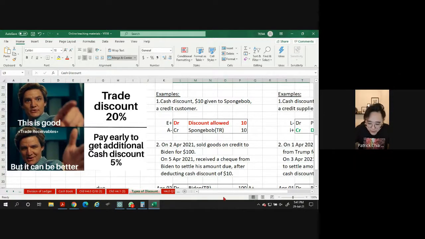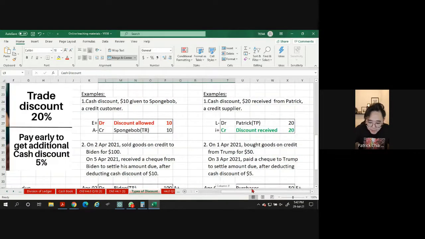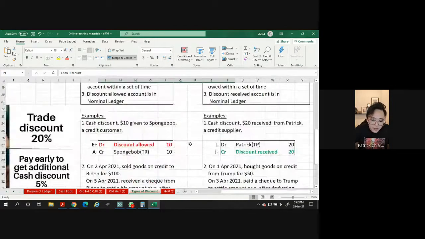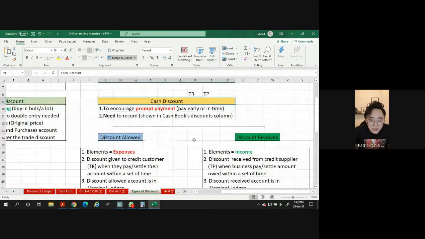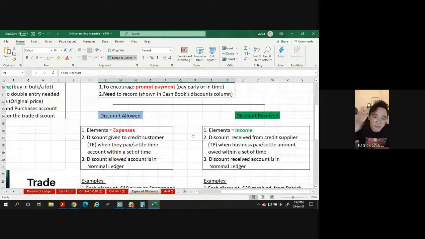All right. So for the remainder examples, you guys can read for yourself here. Okay. So for cash discount, we have these two accounts. One is called discount allowed, and one is discount received. Of course, discount allowed, we give people discount. That means we are not giving people money. When we give people discount, it's our loss. You get what I mean?